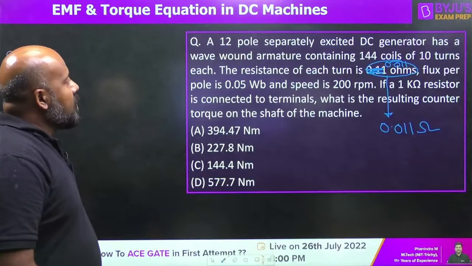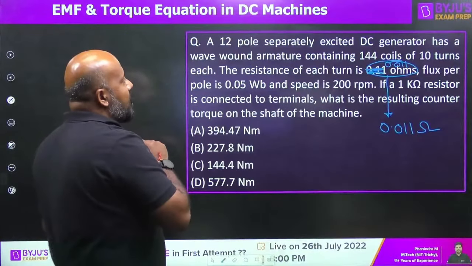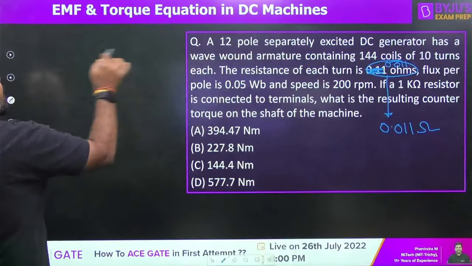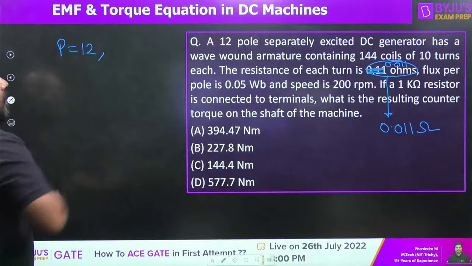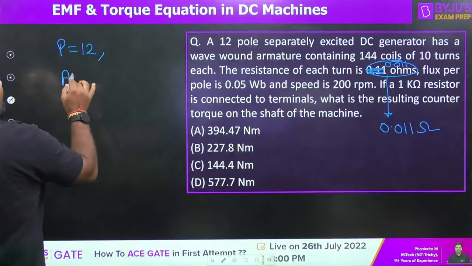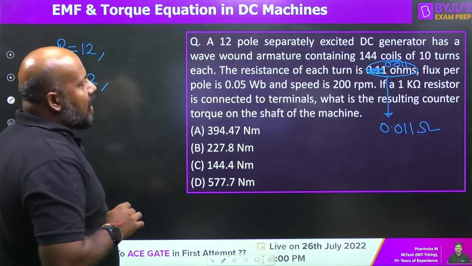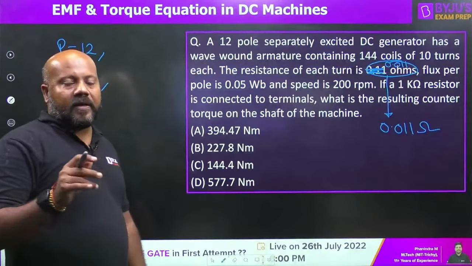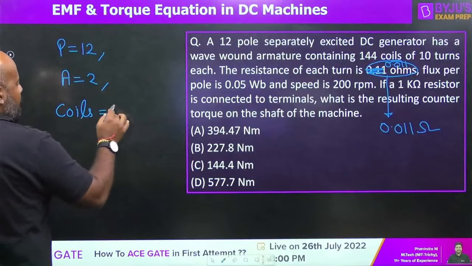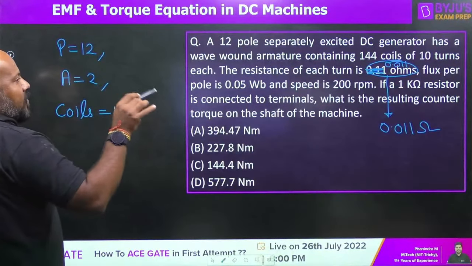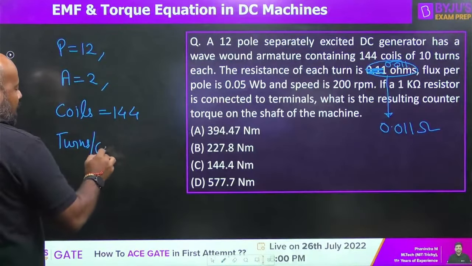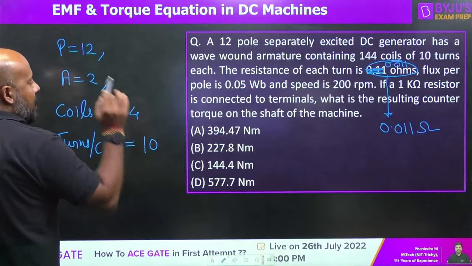So this problem is related to a separately excited DC generator. Let us keep on writing because a lot of data is mentioned in this problem. Let us see how we are going to solve it. Number of poles are mentioned as 12. Separately excited DC generator has a wave bound armature. Wave bound means number of parallel paths are 2. The armature is containing 144 coils of 10 turns each. What is the number of coils? 144. What is the number of turns in each coil? Turns per coil, that is 10.